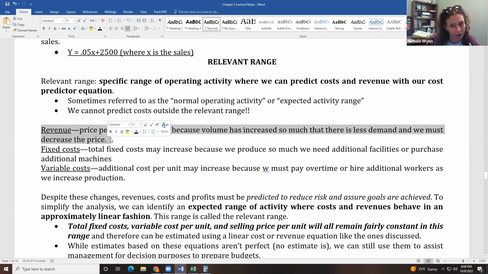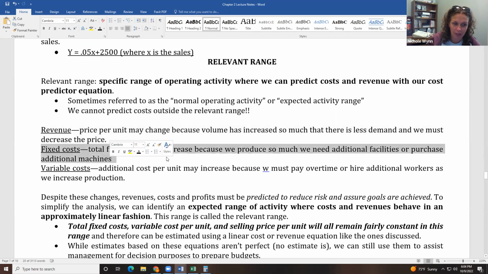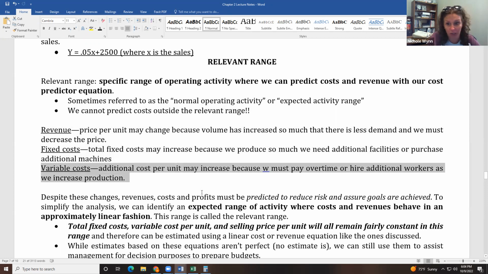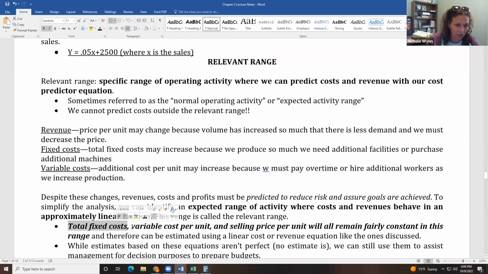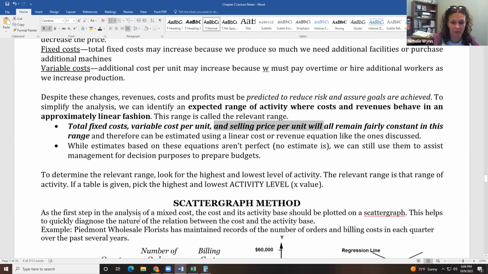If we sell our bikes for $100 a piece, that's what we sell bikes for. Our fixed costs will remain constant, so our fixed costs are 9,000 rent or whatever. And our variable costs are going to stay constant as well, like 2 cents a gallon on our water bill. So total fixed costs, 9,000 a month rent, variable costs per unit, 2 cents a gallon, and the selling price per unit will all remain fairly constant in the range. But when you move outside of the range, it will not behave normally.